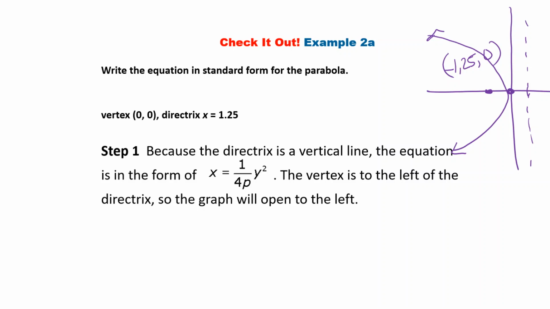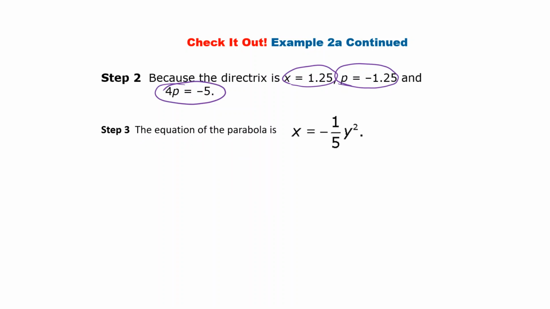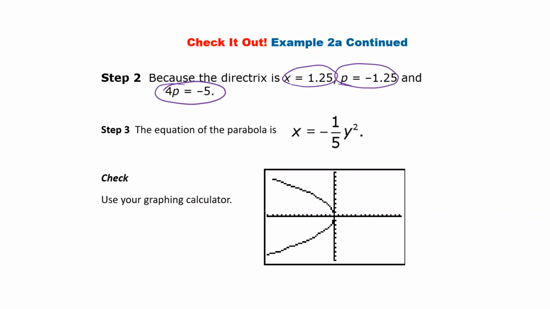Now I can go ahead and set up my equation. Because it's horizontal, x equals 1 over 4p times y squared. So what is the p? Well, p is going to be this distance here, and we know this distance is 1.25. But my parabola is facing to the left, so we're going to use negative 1.25. So p is negative 1.25, and 4p is negative 5. So now we could just write our equation: x equals negative 1 over 5 times y squared. And again, putting it in the calculator, it does indeed look like what we sketched out ahead of time.